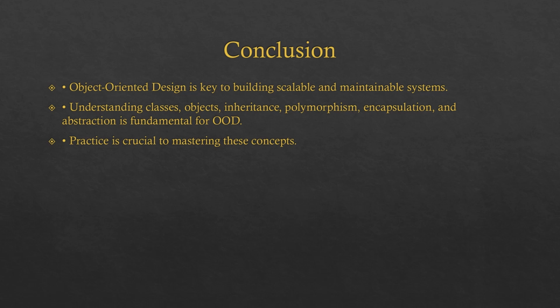To conclude, object-oriented design is a powerful methodology for creating scalable and maintainable software systems. By mastering key components such as classes, objects, inheritance, polymorphism, encapsulation, and abstraction, we can design robust systems that are both efficient and easy to maintain.